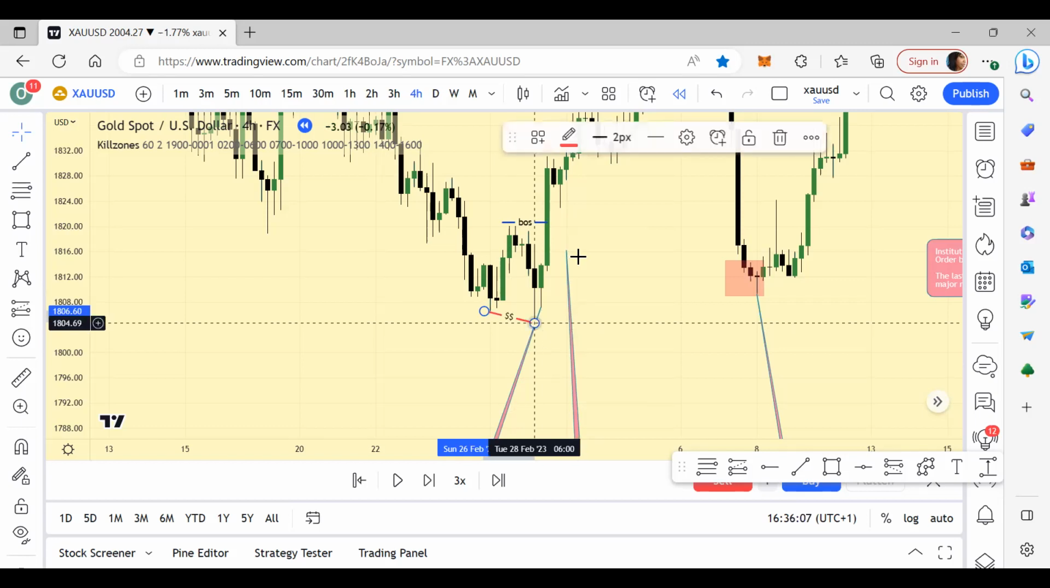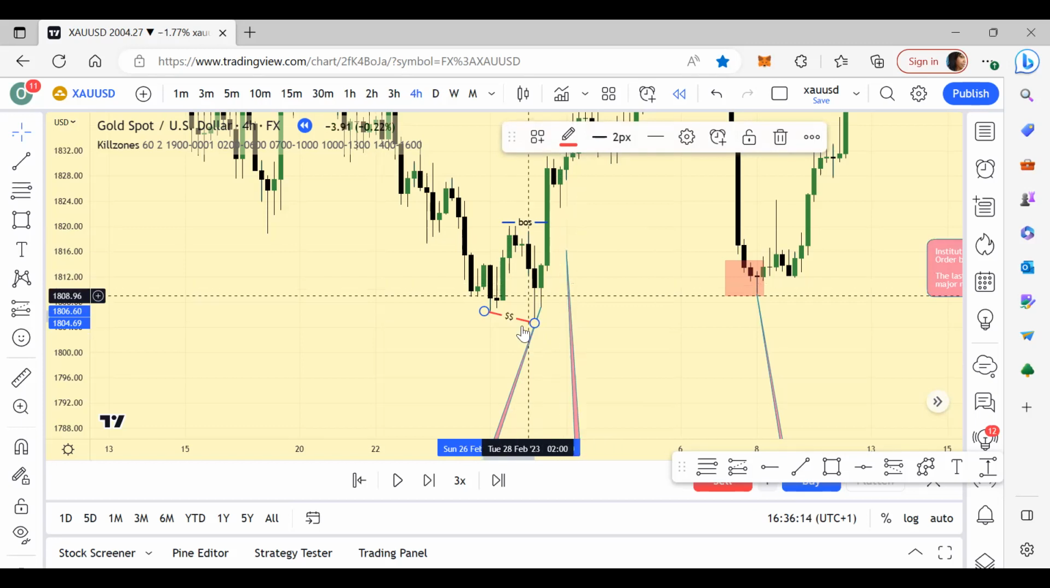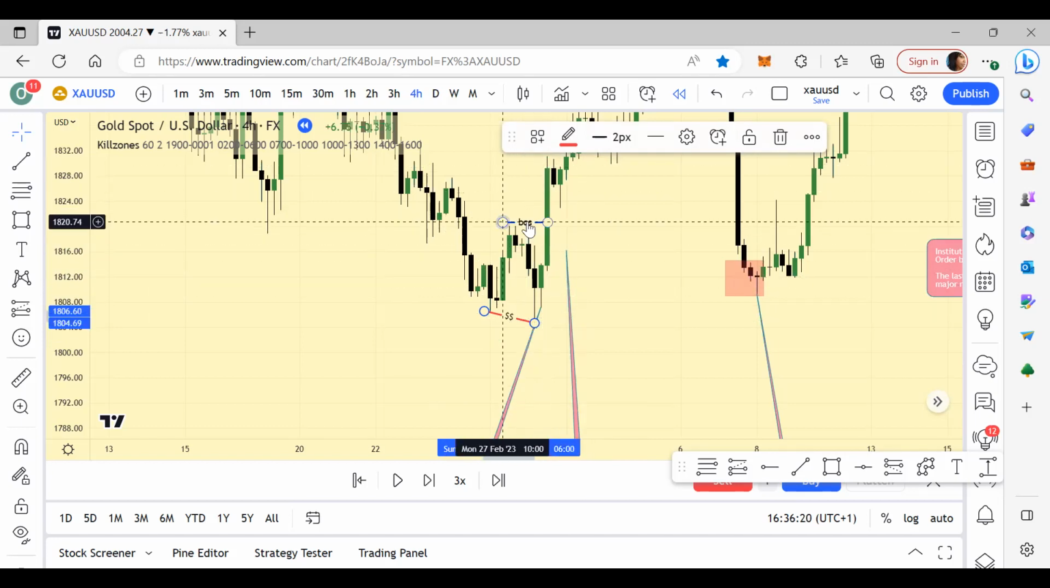Just remember that it would also sweep liquidity. It will contain an imbalance, and typically it will break structure. If you can see, it broke structure here. Can you see that structure that was broken?